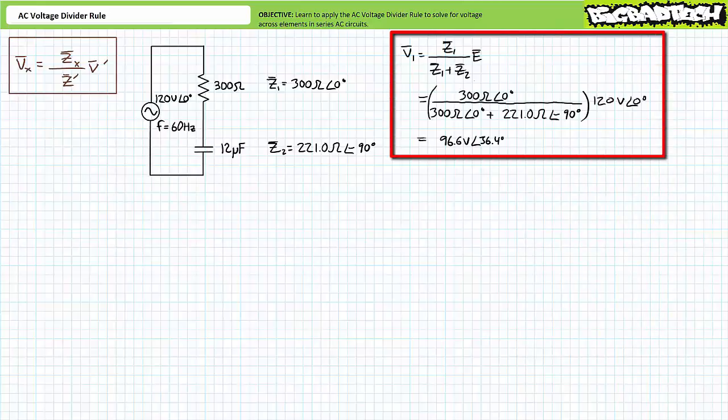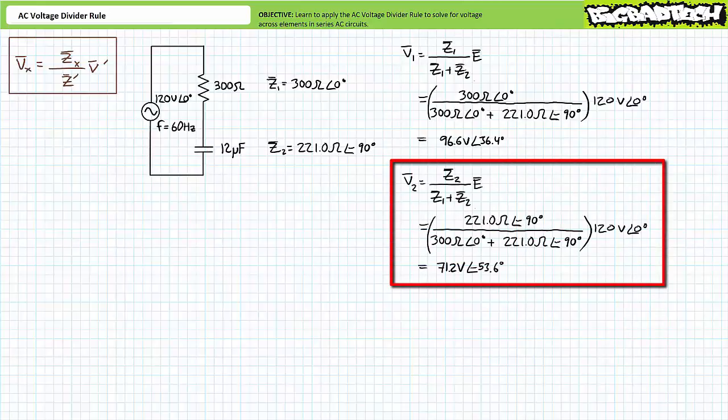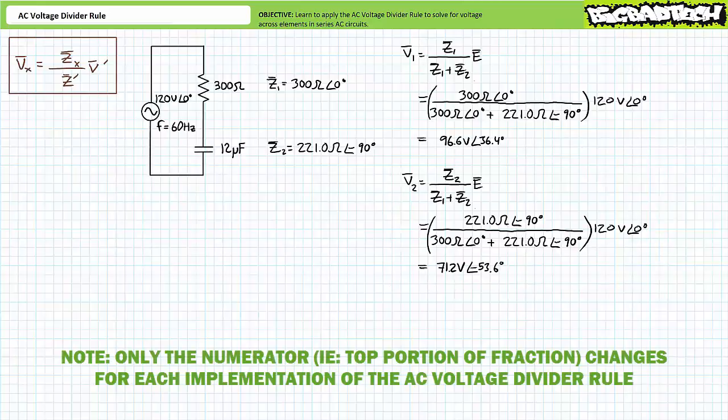The AC voltage divider rule, solving for V1, suggests that V1 equals Z1 divided by Z1 plus Z2 times our source voltage E. Substituting in our given values yields V1 to be 96.6 volts at an angle of 36.4 degrees. Similarly, solving for V2, V2 equals Z2 divided by Z1 plus Z2 times our source voltage E. Substituting in our given values yields V2 to be 71.2 volts at an angle of -53.6 degrees. There you have it. Two quick applications of the AC voltage divider rule yielded our desired results without any delay, toil, or tears.